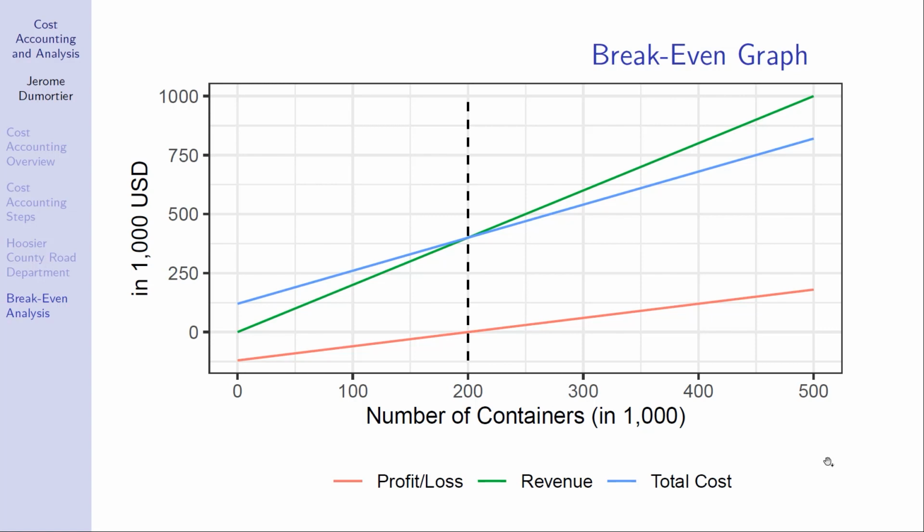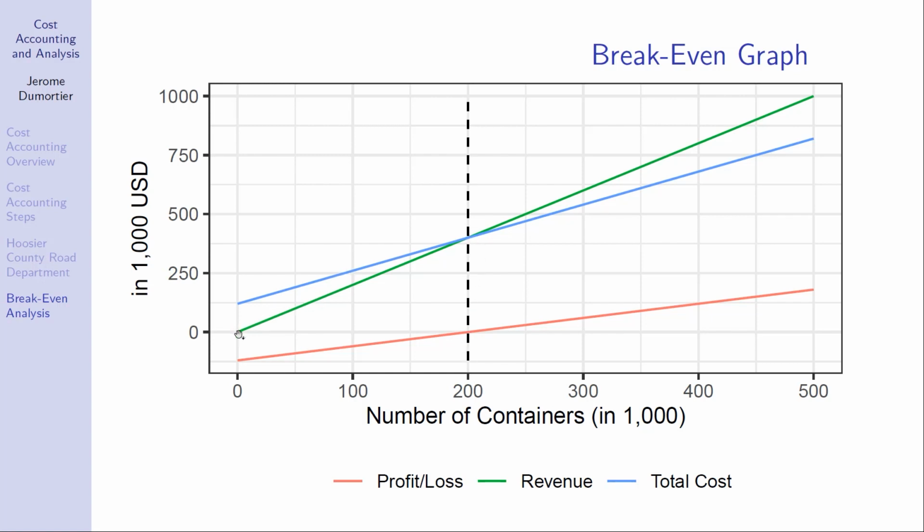Now here on a graph, we have the break-even plot, where on the horizontal axis we have the number of containers in 1,000, and then we have the surplus on the vertical axis. The break-even point is basically the number of containers where you're going from a deficit to a surplus. If we assume the old landfill charge of $1, then you can see that the break-even is at 200,000 containers.